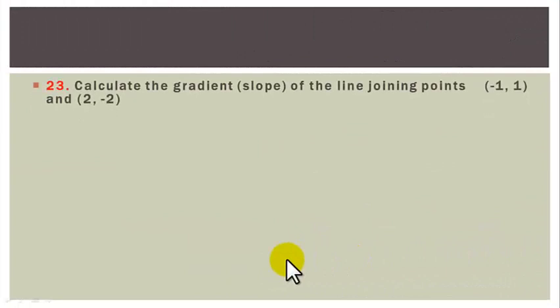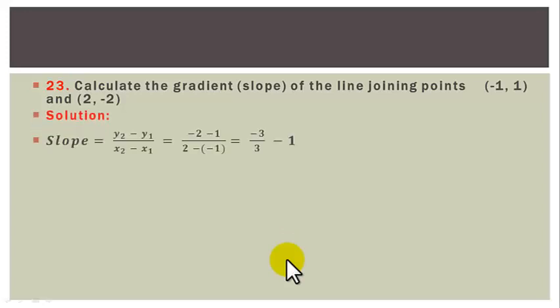Question number 23. Calculate the gradient or slope of the line joining the points (-1, 1) and (2, -2). Solution. The slope of a straight line is given by y2 minus y1 all over x2 minus x1. That is the change in the y coordinate divided by the change in the x coordinate. Here we take (-1, 1) to be (x1, y1) and (2, -2) as (x2, y2).